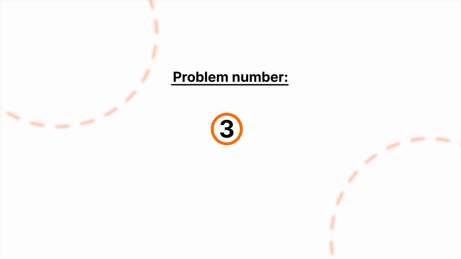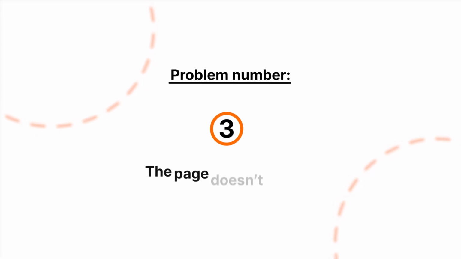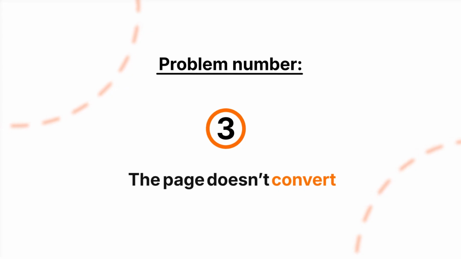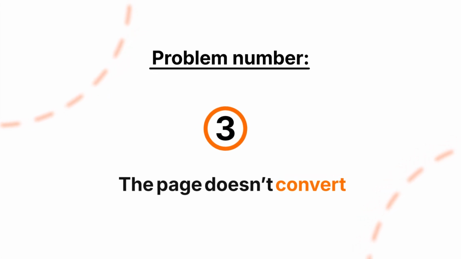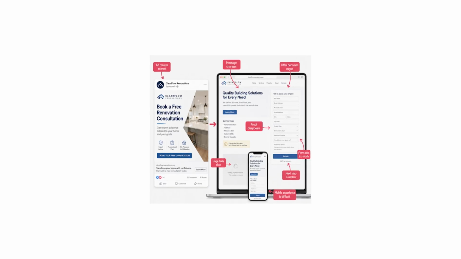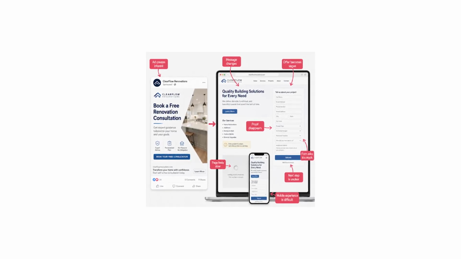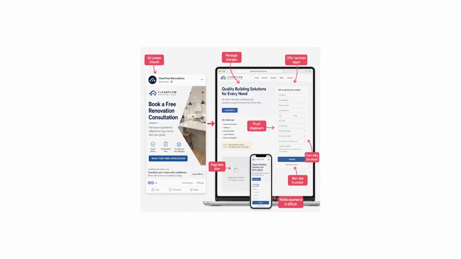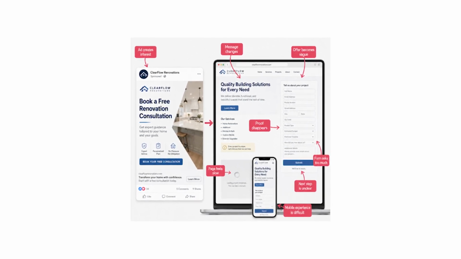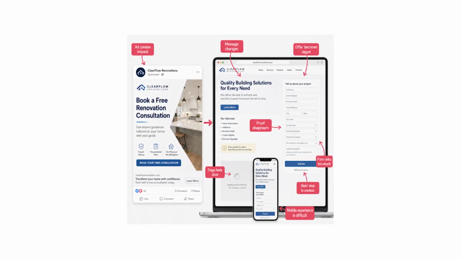The third problem happens after the click, when the ad successfully created interest, but the landing page makes the visitor work to understand what they've actually clicked on. On the landing page, the message changes, the offer becomes vague, the proof just disappears, the page loads really slowly, the mobile experience is difficult to use, or your form on the page asks for way more information than the visitor is prepared to give.